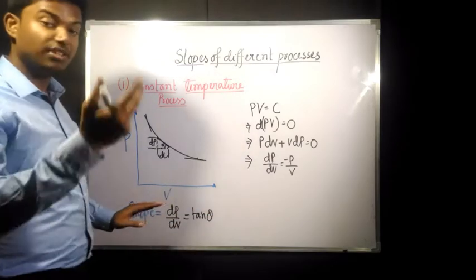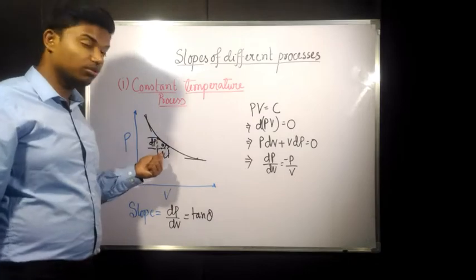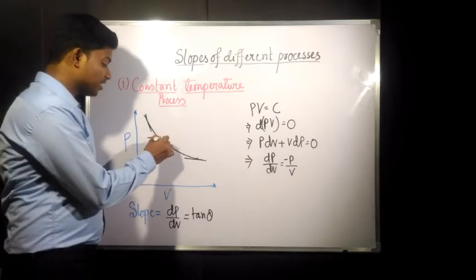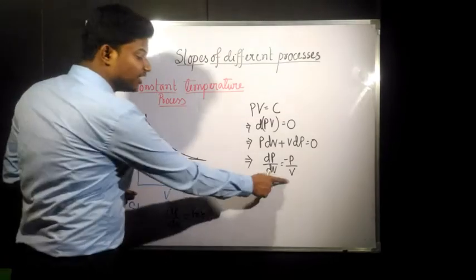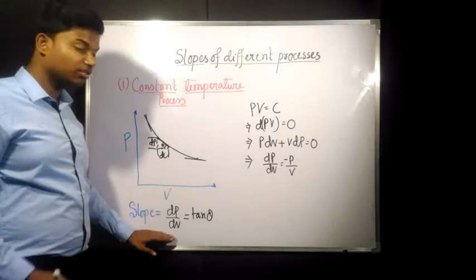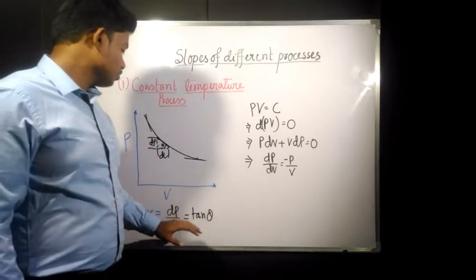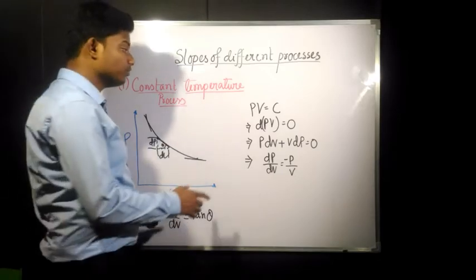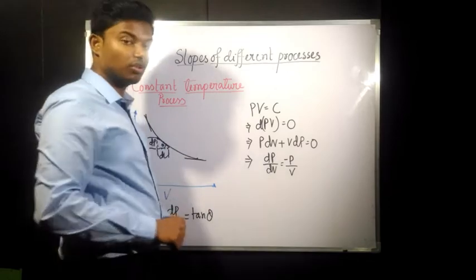After that, if someone asks me to find the slope at a point, they will easily give me the values of pressure and volume at this point, so we can put them in the final expression and find the slope. So we are doing it this way without knowing theta. To find the slope, the only thing we know for the constant temperature process is that PV equals constant.